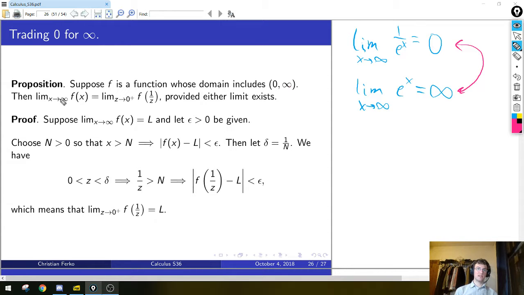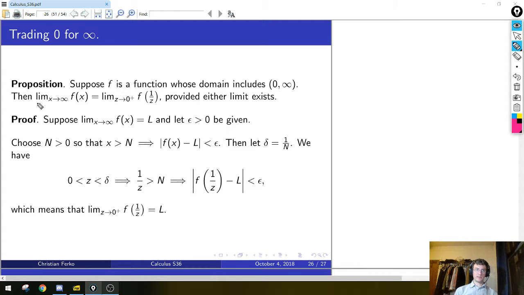And if either of these two limits exist, so we have to do two proofs, right? We assume that one of these limits exists, so maybe the limit as x goes to infinity of f exists. Then we want to prove that the limit as z goes to 0 of f of 1 over z exists, and they're equal. And if the right side exists, then the left side exists.